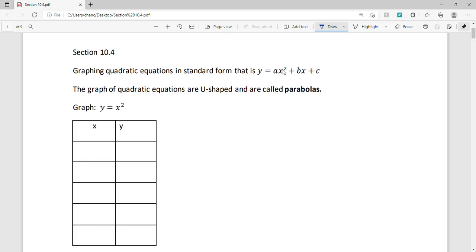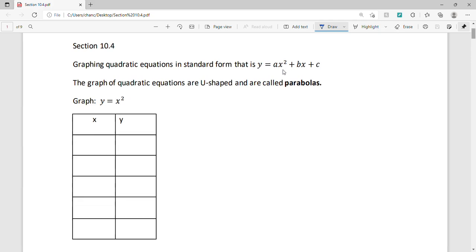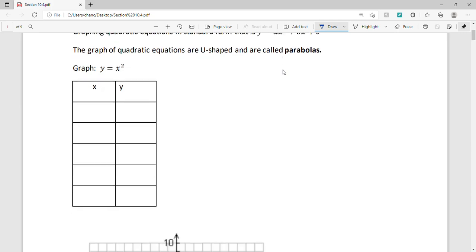Today, let's look at graphing quadratic equations in standard form of the form y equals ax squared plus bx plus c. The graph of a quadratic equation is U-shaped and is called a parabola. We'll start by creating a table, and I'm going to pick values -2, -1, 0, 1, and 2.